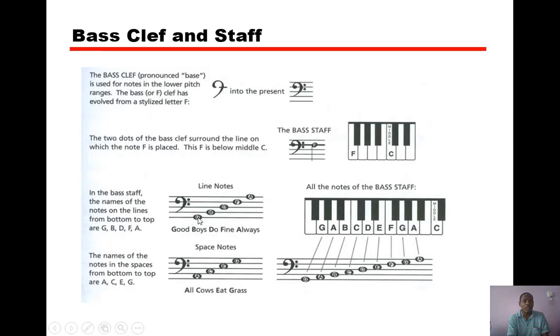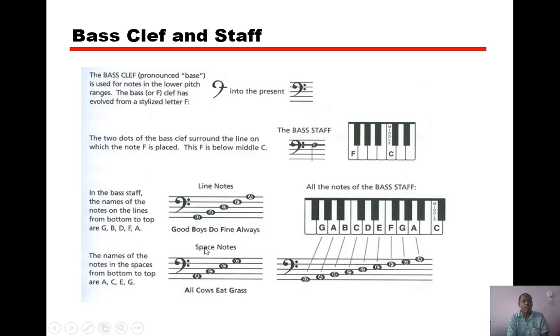Okay. So in the bass staff we have G for the first line, B for the second, D for the third, F for the fourth, and A for the fifth. That is G, B, D, F, A. So the phrase "Good Boy Deserves Favor" can be used to remember the notes. In fact, there are several versions. Some people say "good boys do fine always." Some also say "good boy deserves favor always," or "good boy does fine always." So these are ways to remember.